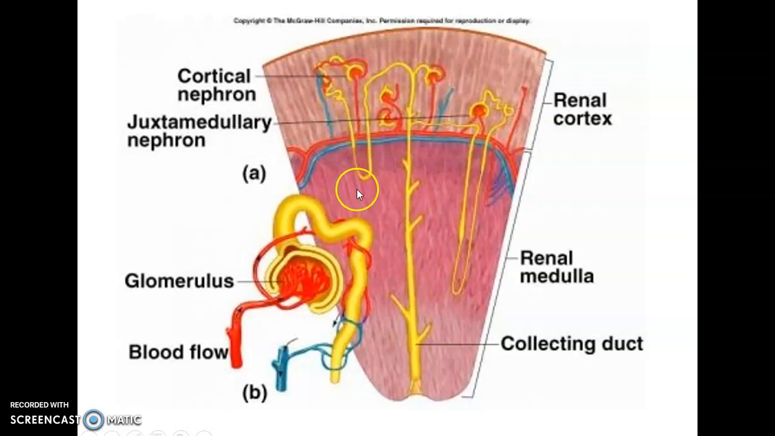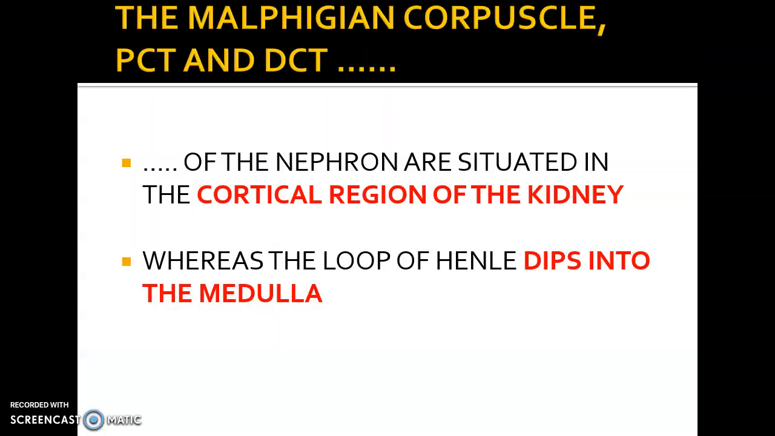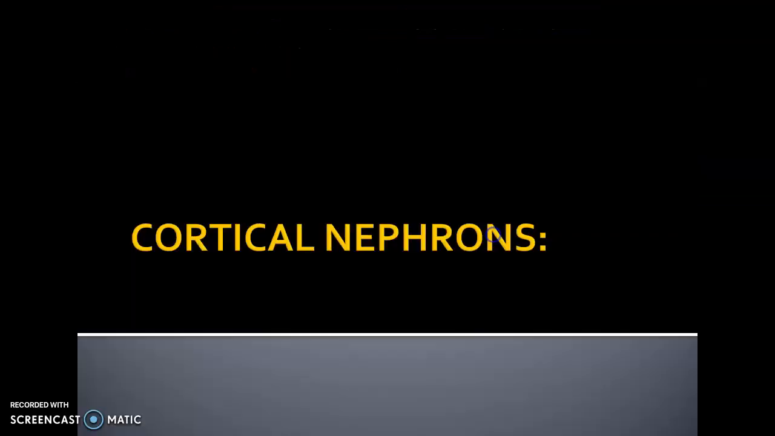And then this region is the medulla region, and you'll observe that the part of the nephron that is the Henle's loop is the one which is penetrating or present in the medulla region, whereas the remaining part, that is the Bowman's capsule, the glomerulus, the PCT and the DCT, lie in the cortex region. So the Malpighian corpuscle, PCT and DCT of the nephron are situated in the cortical region of the kidney, whereas the loop of Henle dips into the medulla.